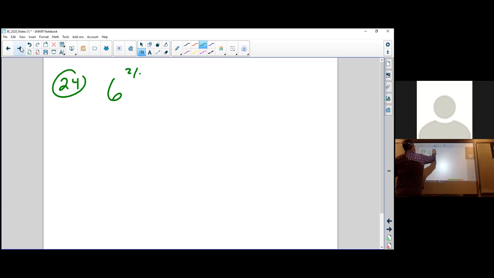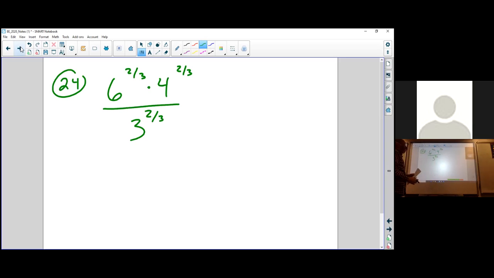Six to the 2/3 power times 4 to the 2/3 power over 3 to the 2/3 power. Okay. So all of our bases are different, but we have the exact same exponent for everything. Agreed? So this one might be easier to look at this. And I'm going to focus on this.